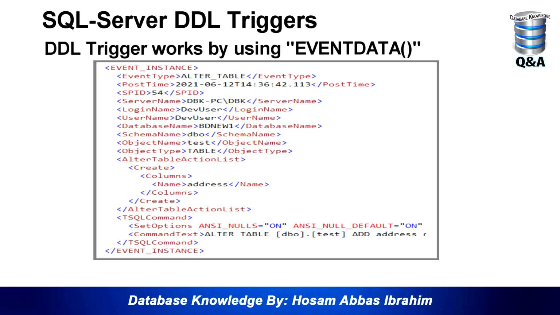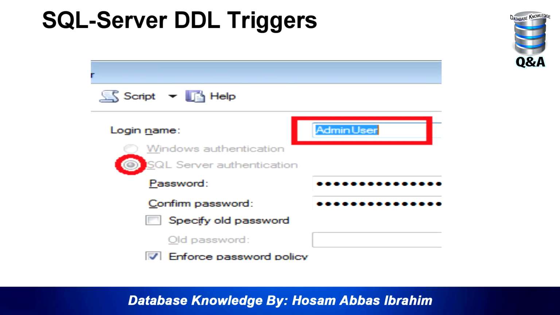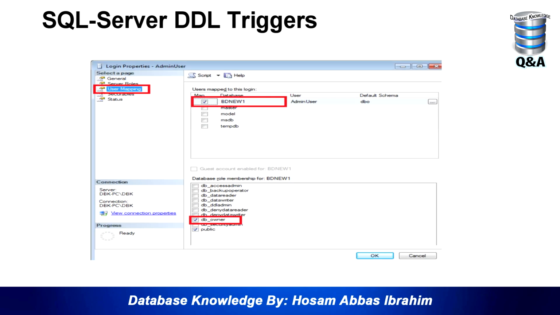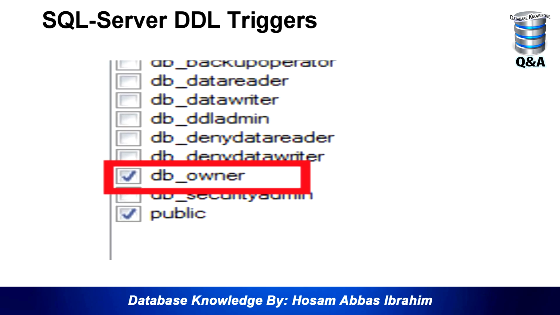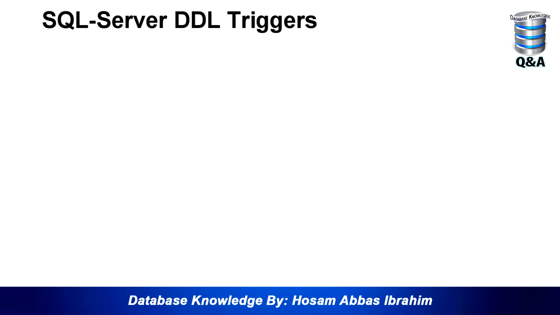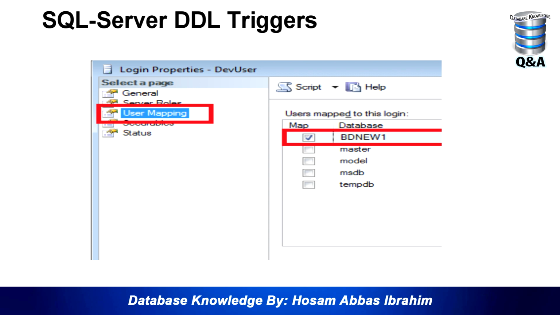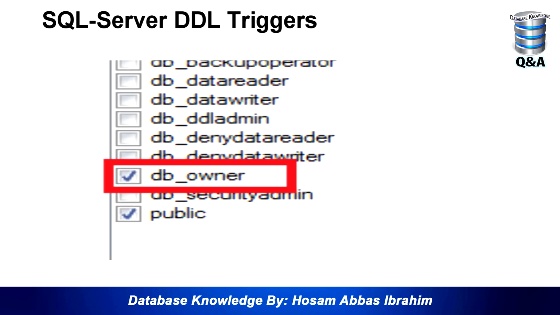Let us have an example. We have two users, admin user and dev user. Both of them are SQL Server authentication users, and both of them are mapped to our database DBnew under the role of DB owner. So both of them are DB owners. DB owner is a role where the user under this role can do anything in the database.